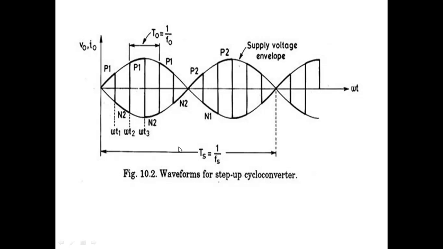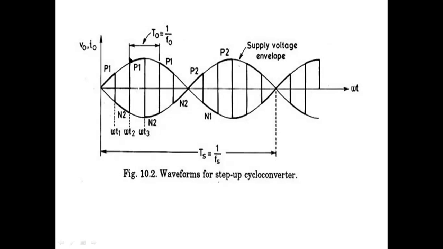The total time period of the input is 1 by Fs. Input means one cycle. From here to here is half cycle, from here to here is half cycle. Total one cycle is Ts. Time period is inversely proportional to frequency. This is for the input. Now see the output voltage. For the output, what is the frequency now? One positive, one negative; one positive, negative, positive, negative, positive, negative. Here three cycles, here also three cycles. Total how many cycles? 1, 2, 3, 4, 5, 6 cycles.